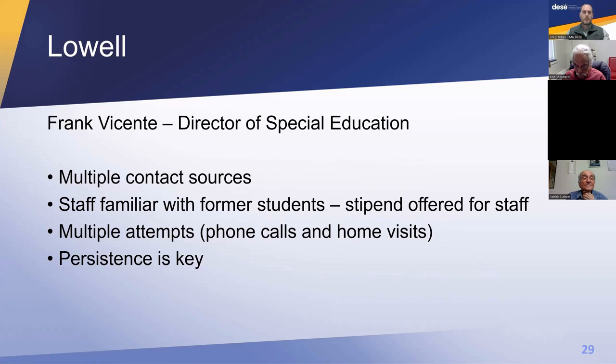We utilize staff that are familiar with our exiters. We offered stipends for staff to be able to participate in that. And they just used a high level of persistence. Phone calls, home visits, different levels of community outreach. Again, persistence was key, making sure we had multiple contacts, and utilizing staff that were very familiar with our exiters, who had a relationship with them, is really what was most important for us in being able to get the response rate that we did.